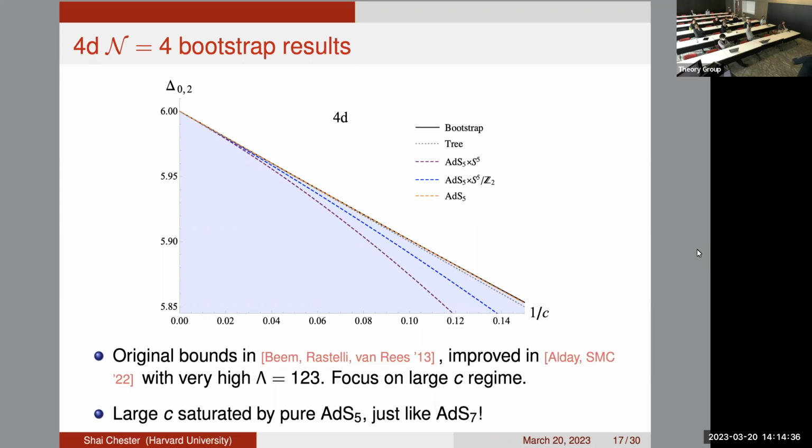It took us, for instance, 2 weeks on a supercomputing cluster with 40 cores running simultaneously to get this plot. And so in particular, we did many specific values and then we did a fit, and that's what gives us this plot.